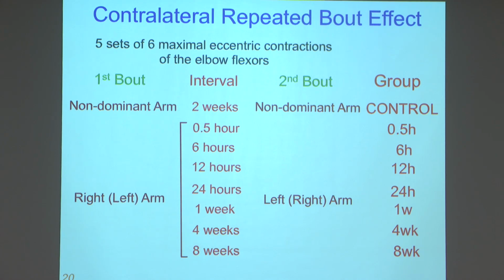So this is the contralateral repeated bout effect. So previous one using the same arm. But in this one, these groups used the right arm first, then waited for 30 minutes, or 6 hours, or 12 hours, 24 hours, 1 week, 4 weeks, or 6 weeks, then used the opposite arm for the second bout. So we recruited many subjects, 104 subjects in total, and each group has 13 subjects, and then we compared between the groups for the change in muscle damage markers.